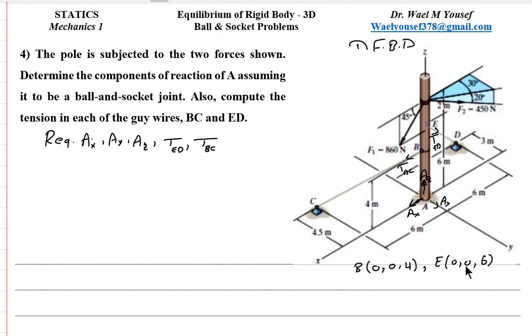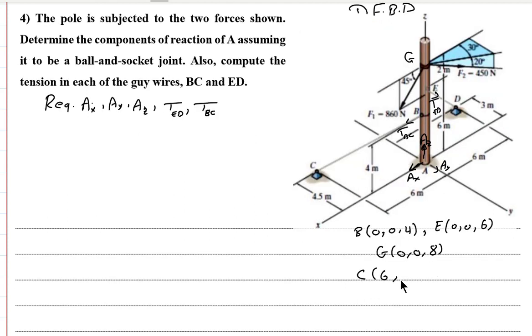The coordinates will be 0, 0, 4, E is 0, 0, 6, and I will call this point G. Its coordinates should be 0, 0, and 8. After this 6 we have another 2 here. For the point C we have 6, negative 4.5 and 0, and for point D we have minus 6 and then minus 3 and 0.